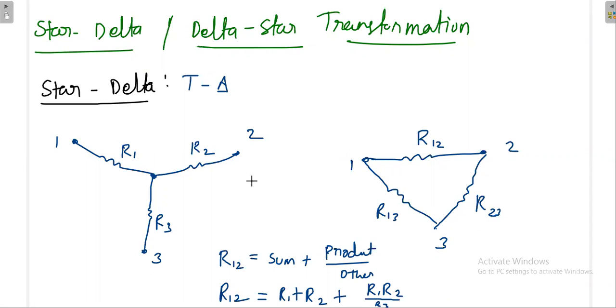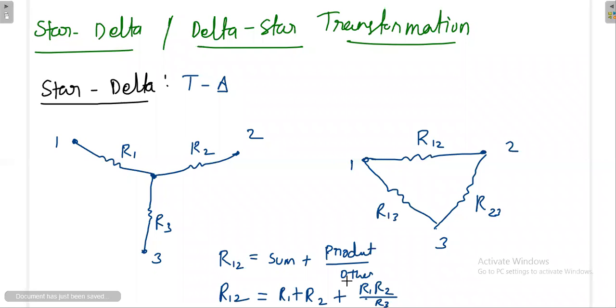So I can put R1 R2 divided by R3. Like this I can calculate the other resistances also. R13 means R1 plus R3 plus R1 into R3 divided by R2. Simply I have to remember this structure, sum plus product divided by other. There are some other formats also. If you remember that format, that is also okay. Finally, your answer will be the same. Also make sure that the unit is the same, because ohm plus ohm is ohm, ohm square divided by ohm is ohm only. So finally ohm is equal to ohm. You have to make sure of that.